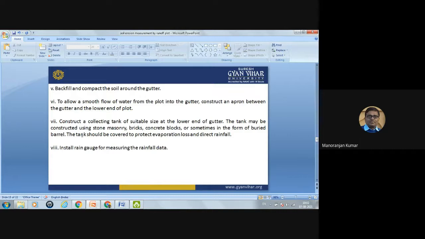The other point, construct a collecting tank of suitable size at the lower end of the gutter. The tank may be constructed using stone masonry, bricks, concrete blocks, or sometimes in the form of a buried barrel.